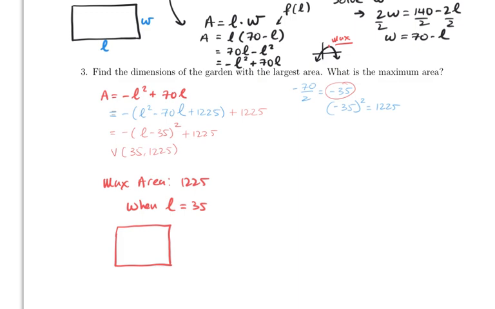So here it is. If the length is 35, well, that means this one has to be 35, and therefore this one has to be 35. So what is this shape called when all the sides are the same? It's square. So therefore the square is always going to have the maximum area of all rectangles. So remember, all the squares are rectangles, but a rectangle is not necessarily a square. So if I ask you what's the best choice for all rectangles, it's always going to be a square.